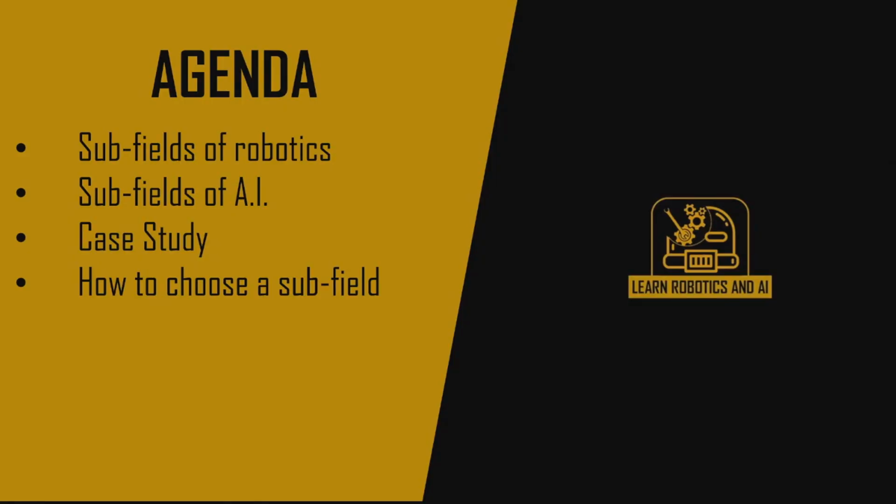So I'll start first by talking about the major subdomains in robotics. Then I'll go on to artificial intelligence and talk about the subfields in AI. And then I'll take the case study and connect all of the subfields of robotics and AI, or most of the fields of AI, and show you how these actually work in a typical robotic system. And at the end, I'll be showing you how you can choose a subfield for yourself.